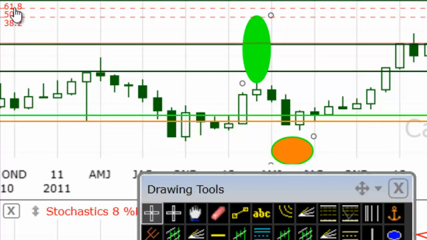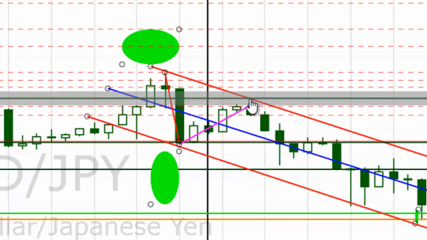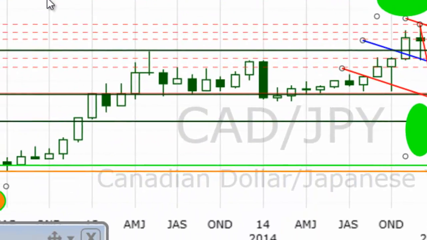Can you see 61.8% below the line that I've drawn? That's the 61.8% Fibonacci retracement. So this move down, the profit taking is 61.8% of the move down. So this is the 61.8% Fibonacci retracement level. Now, take it from me.